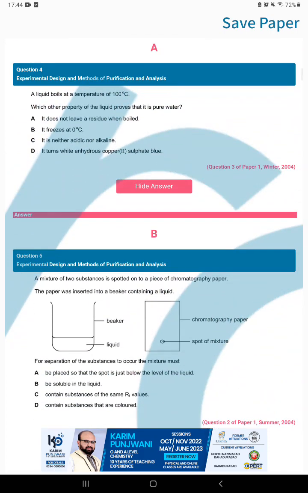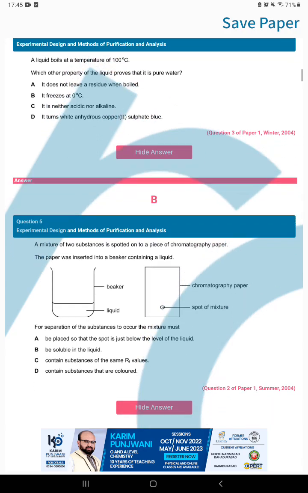Moving on. Question number 4. A liquid boils at a temperature of 100 degrees Celsius. Which other property of the liquid proves that it is pure water? It does not leave a residue when boiled. It freezes at 0 degrees Celsius. It is neither acidic nor alkaline. It turns white anhydrous copper sulfate blue. What do you think?